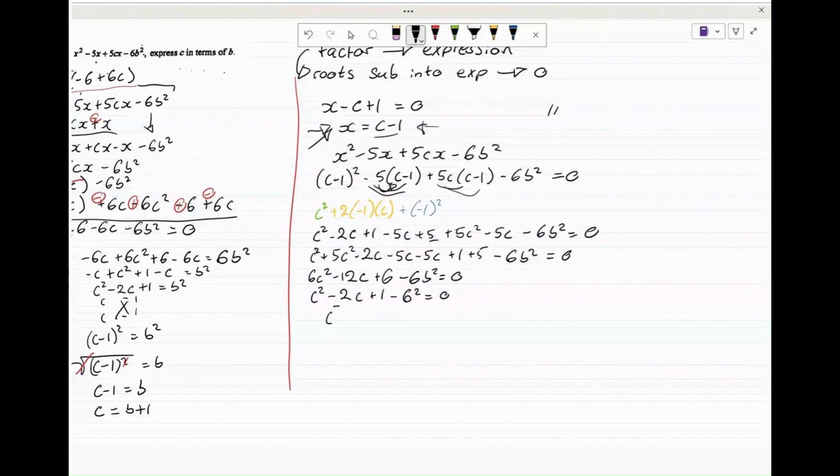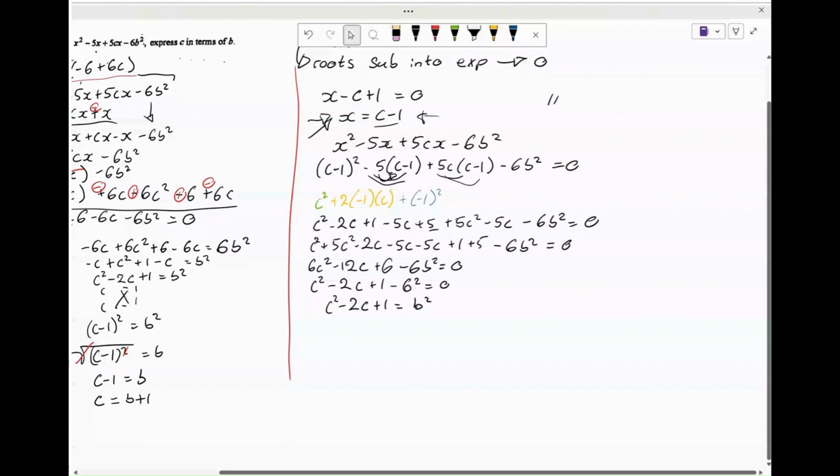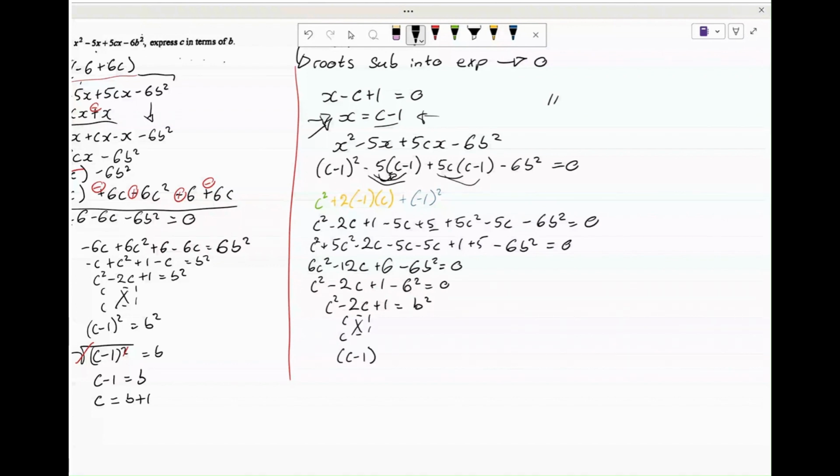We can isolate everything, so bring your b's to one side. And we can factorize 1 minus 2c plus c squared, so that's c minus 1 squared equals b squared. And we can just get rid of those squares, which would be the same as square rooting each side, but we know that those cancel anyway. So we can just write c minus 1 equals b. And again, you can see this is the same answer. So c equals b plus 1.